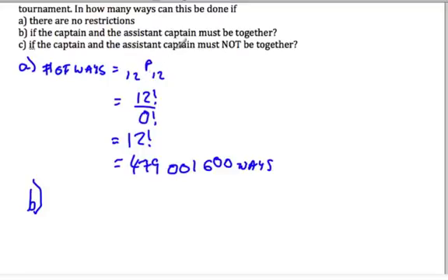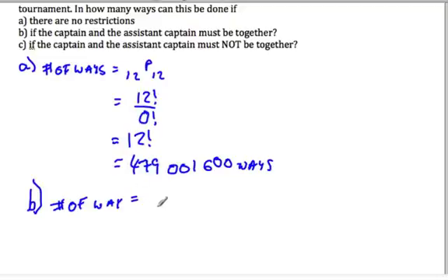So now, the question is, if they're lining up for medals, how many ways can this be done if there are 12 members of the team and the captain and the assistant captain must be together? So for the purpose of this, we're going to use blocking. If there are 12 members, we're going to block the captain and the assistant captain together, so that we're going to consider them one individual.